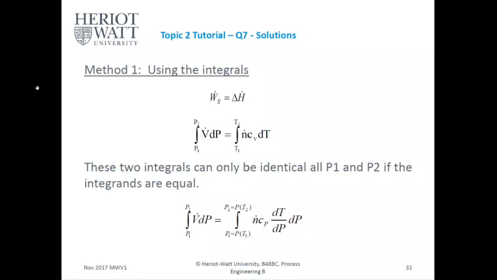So the integral of the volumetric flow rate with respect to change in pressure equals the molar flow rate multiplied by Cp with respect to change in temperature. Now, these two integrals can only be identical if it holds for all P1 and P2. So you can set the integrands equal. Hence, between P1 and P2, V dP equals n Cp dT over dP with respect to change in pressure, where P2 is the pressure at temperature 2 and P1 is the pressure at temperature 1.